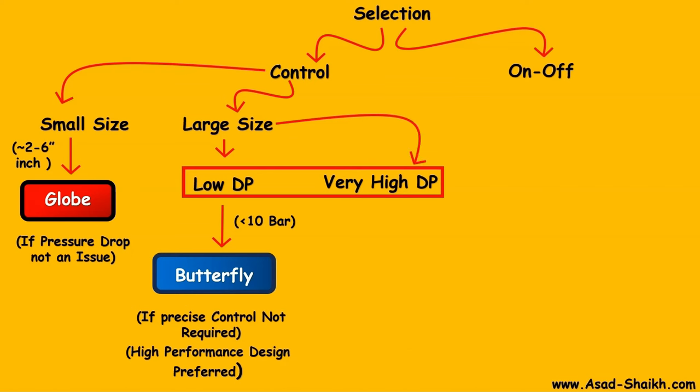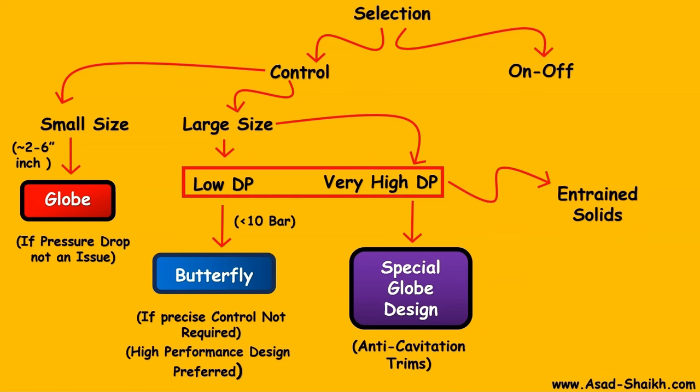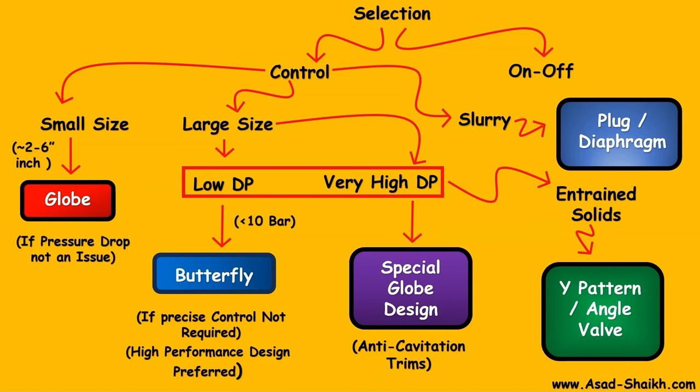Now, if the DP is very high, then one option is to go for a special trim design, especially anti-cavitation trims, etc. But you need to take care whether there are any entrained solid particles in it. If there are entrained solid particles, then you have to go for a Y-pattern design, or an angle valve design might be better. And especially if you have slurry services, one of the designs that has been preferred by a lot of industries is a plug valve, or a diaphragm valve can also be used if the control is only for a very small range.